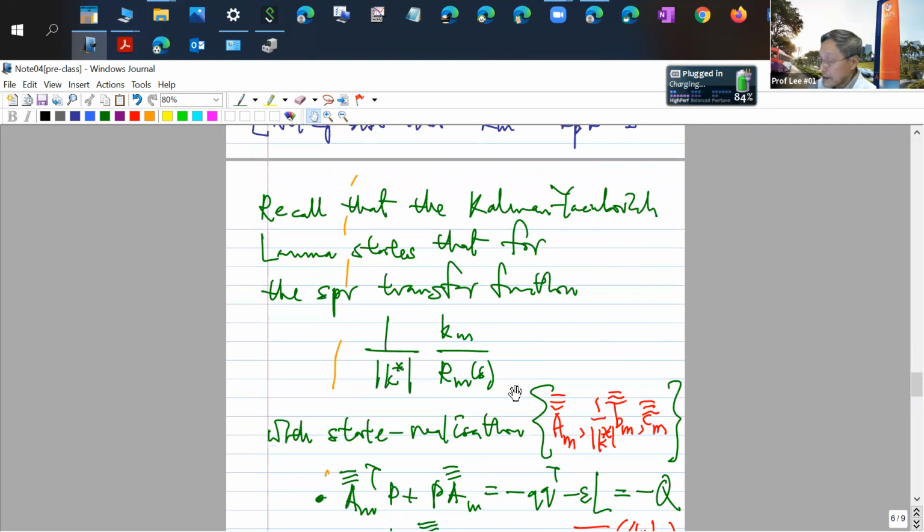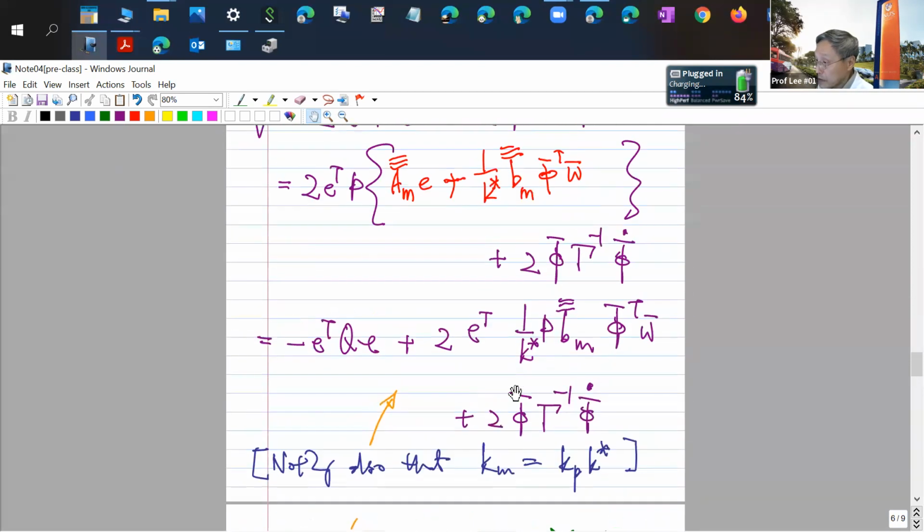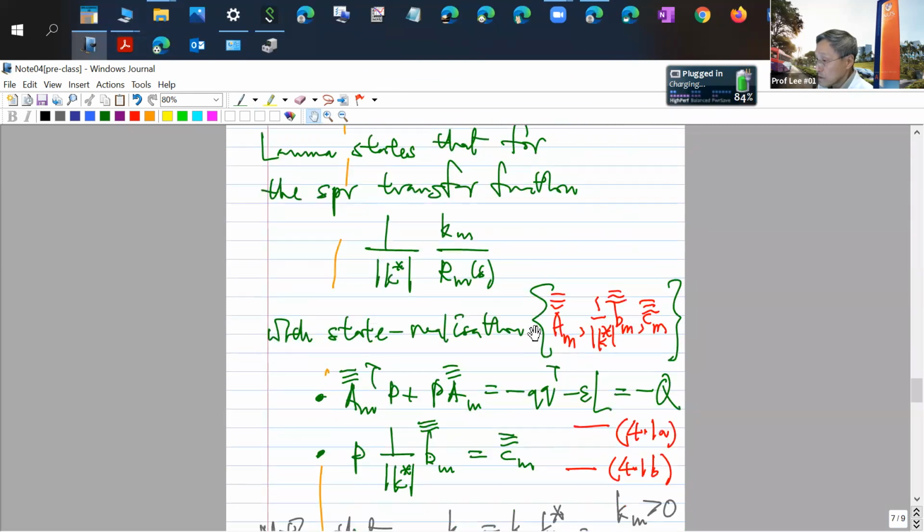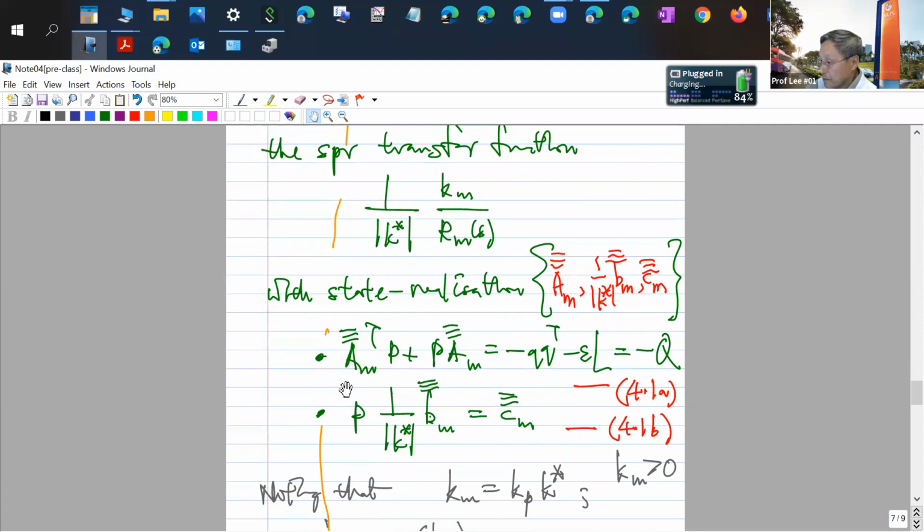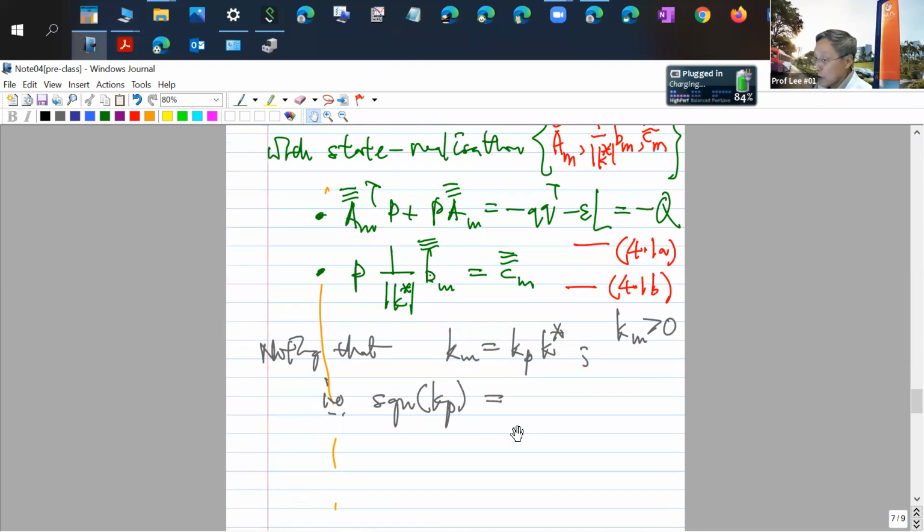So basically in this particular set of equations we have a 1 over K star down there. So now what you have is that P times 1 over K star times BM is exactly equal to CM, and this is what we're going to use as the next part.